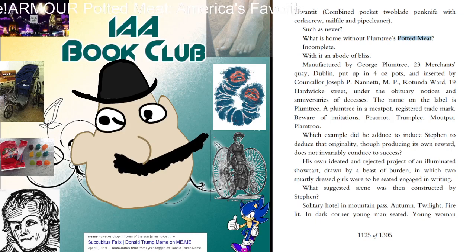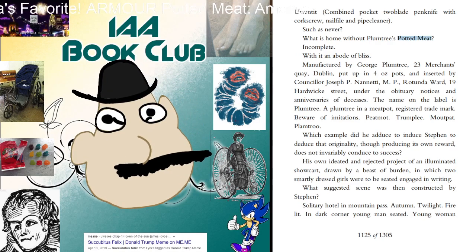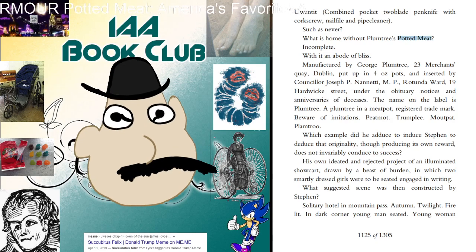Connecting Plumtree's potted meat to other comparable commodities in Ulysses, notably Bovril, it sheds new light on the political dimensions of Joyce's complex representations of Irish consumer culture, at last moving away from the decontextualized and sometimes anachronistic speculations that have to now dominate a critical discussion. So, Mr. Alex.